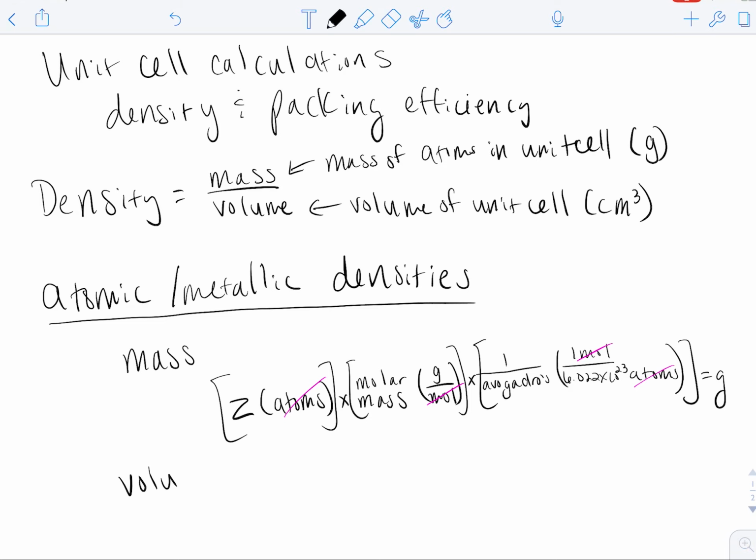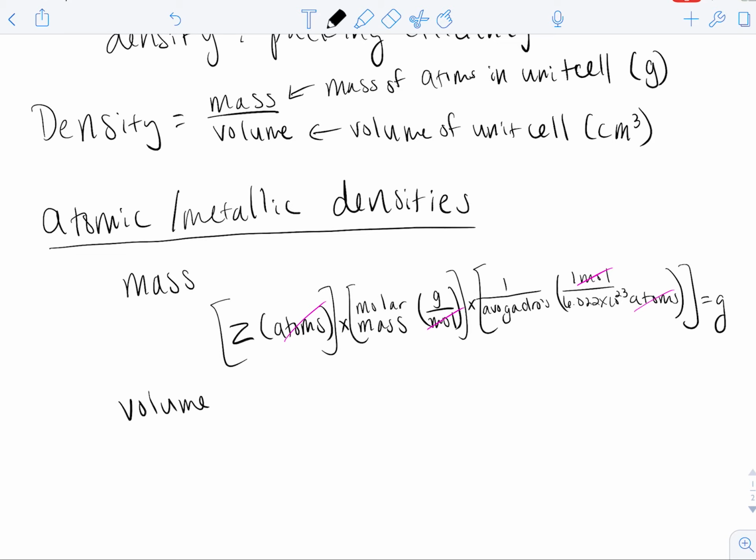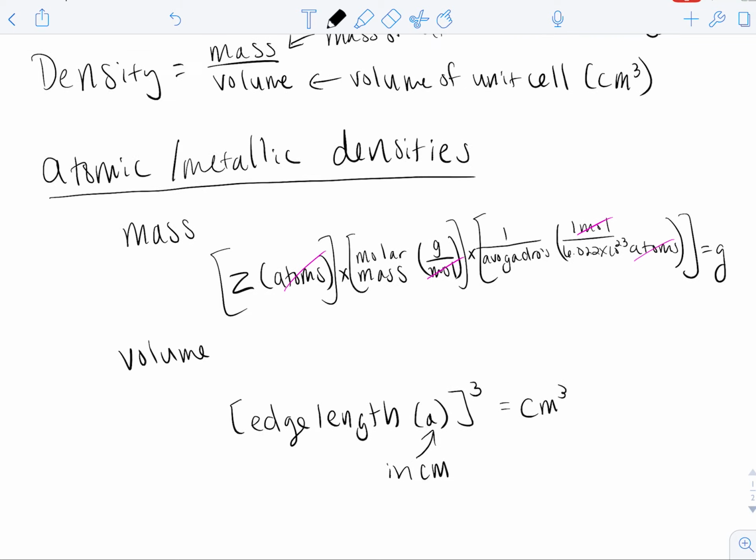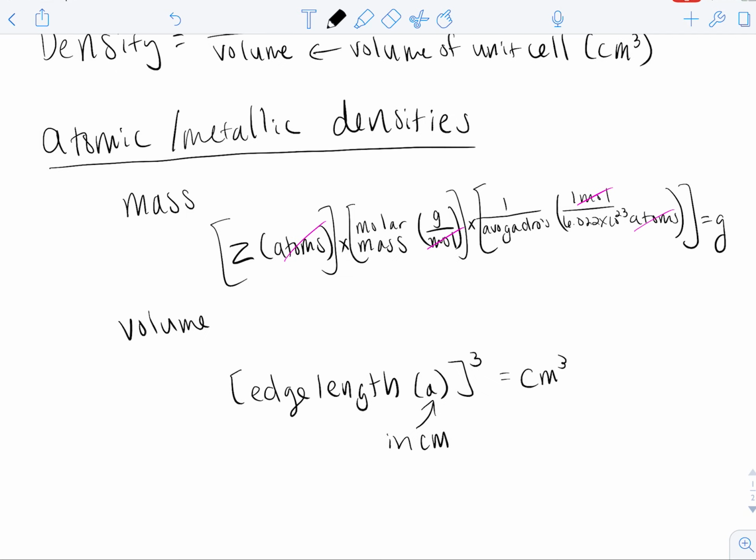Our volume, remember we are dealing with a cube, right? These unit cells are all cubes. So we have length, width, and height all being the same. So we're just going to take our edge length, which we call A, and we're going to cube it. And this will give us centimeters cubed. So keep in mind that A must be in centimeters. Okay, so you may need to do some calculations in order to complete that.